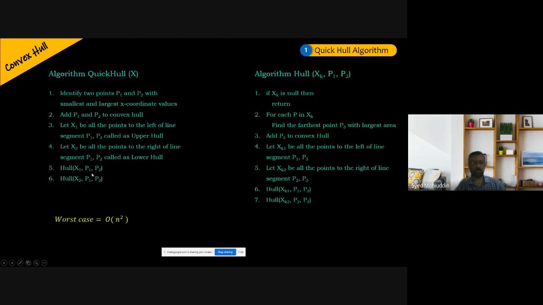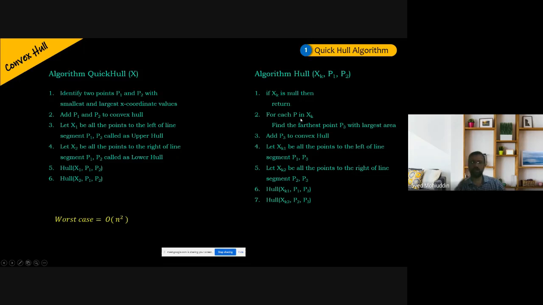which are the two extreme points initially chosen. Now the hull algorithm takes 3 parameters: the points in the upper or lower hull, and P1 and P2, the segment which divides them. So here is the divide and conquer part. If there are no points in X, that is, if X is null, then return. You cannot do anything for this part. We've found the extreme points.